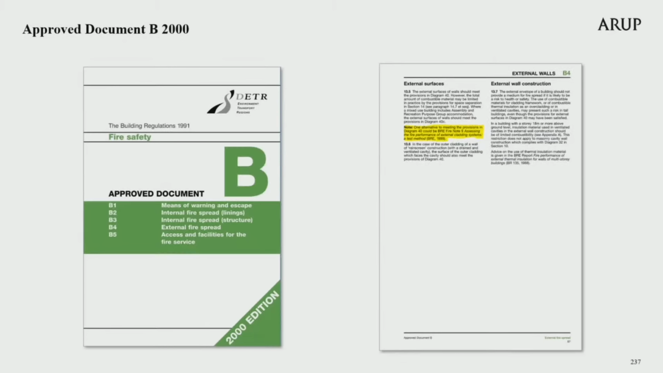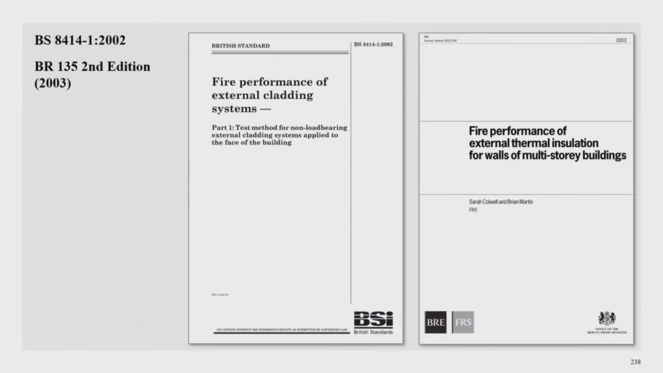This is important because Fire Note 9 was first referenced in Approved Document B 2000 as an alternative means for complying with the building regulations for external surfaces. This aligns with what DETR had said to the Garnock inquiry. 3 years later, in 2002, Fire Note 9 was converted into a British Standard 8414 Part 1, as shown on the slide here. The Approved Document B was not updated to refer to this British standard at that time.